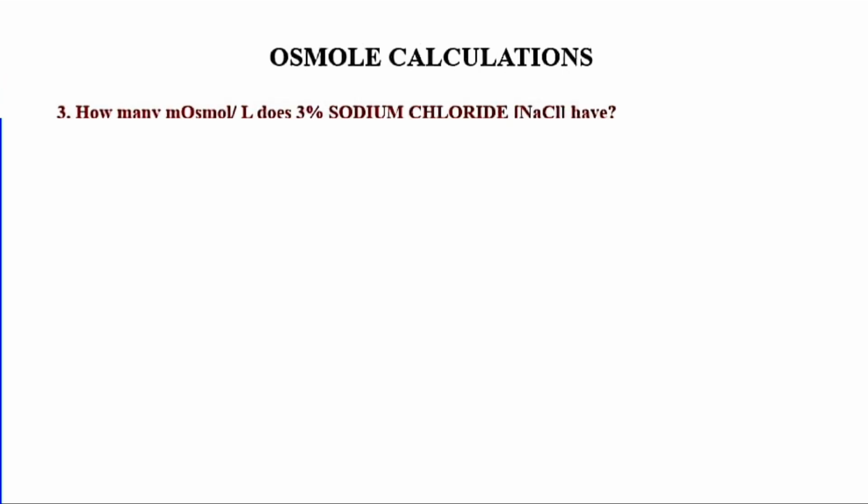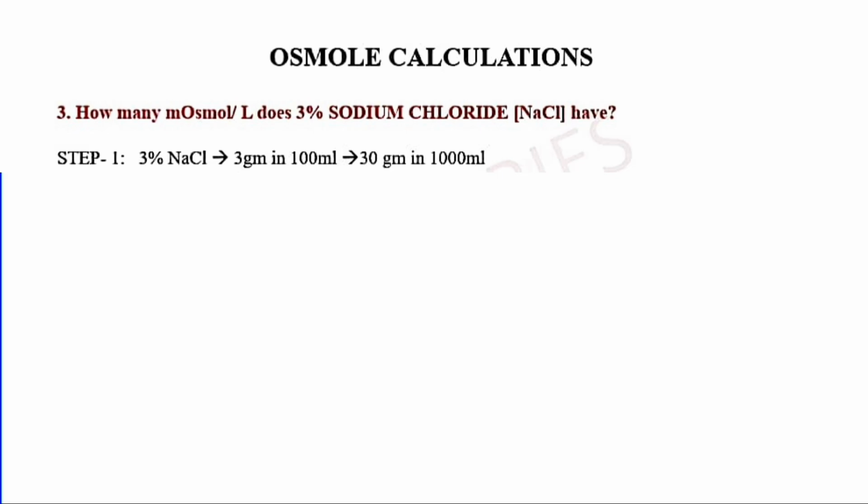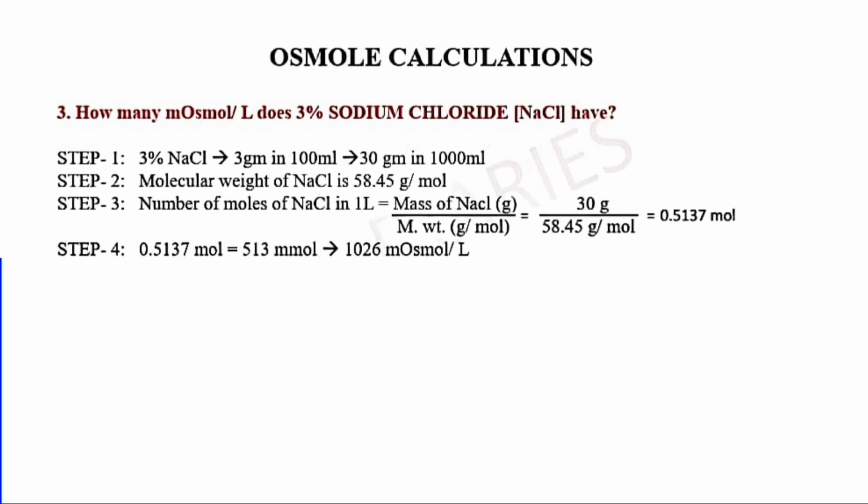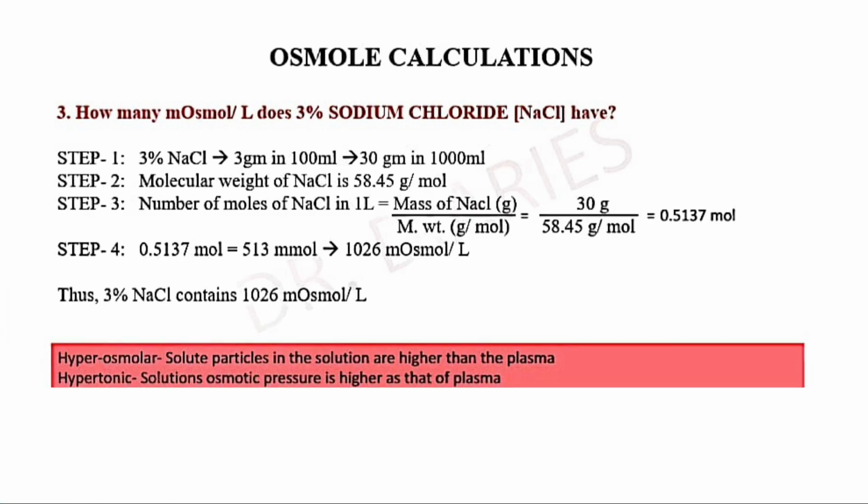The next example is 3% sodium chloride solution. The 3% sodium chloride solution gives 3 grams in 100 milliliters, which is 30 grams in 1,000 milliliters. Putting all in the formula, we get 0.5137 mole, which is 513 millimole, and 1,026 milliosmoles per liter. Thus, 3% sodium chloride contains 1,026 milliosmoles per liter. It is hyperosmolar as the solute particles in the solution are higher than that of plasma, and it is hypertonic because the solution's osmotic pressure is higher than that of plasma.